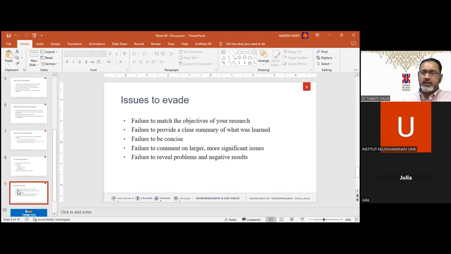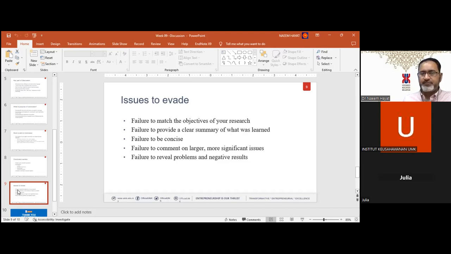Contribution or the learning: failure to provide a clear summary of what we learn. It means we have some problem, we design a study, we collect the data, we do the analysis, then we are reporting. So what is the finding? What is the new learning? In a concise and clear manner, we must summarize the learning.